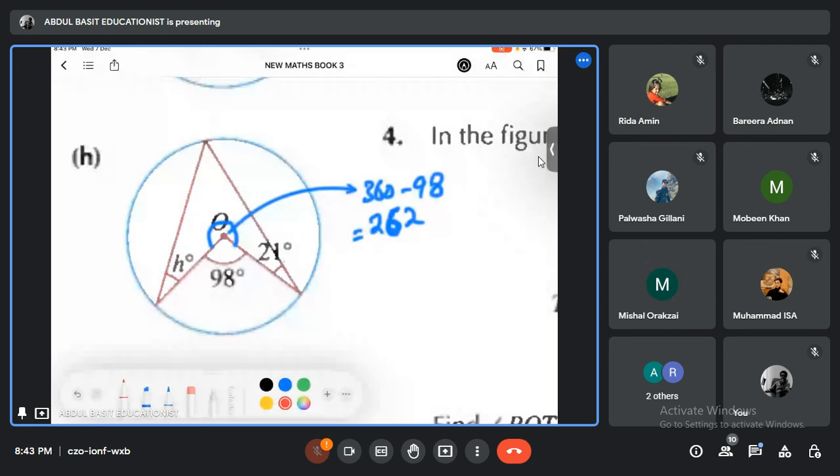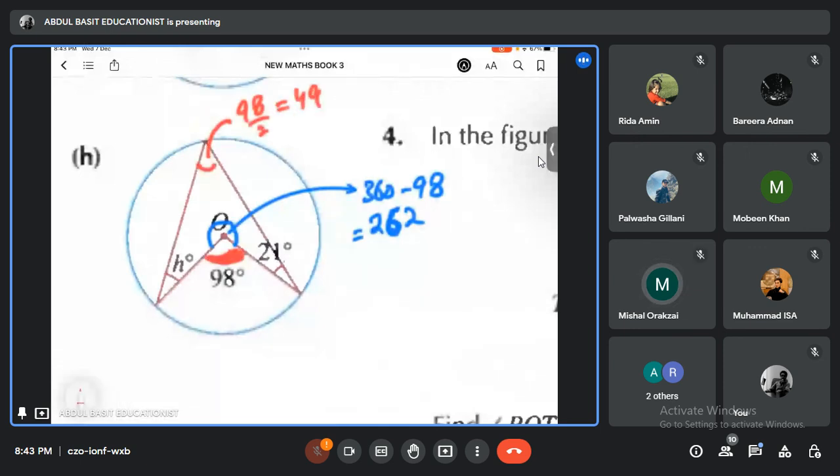So if this angle is 98, Vishal, then this angle is its half. So 98 divided by 2 is what? 49. Yes. Now we need to find H.